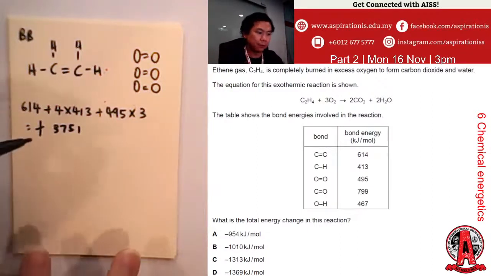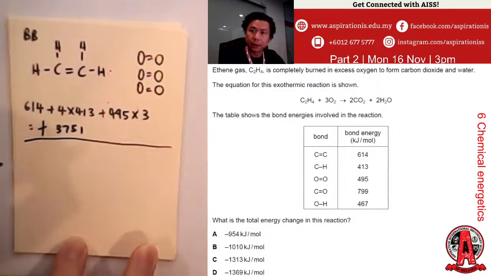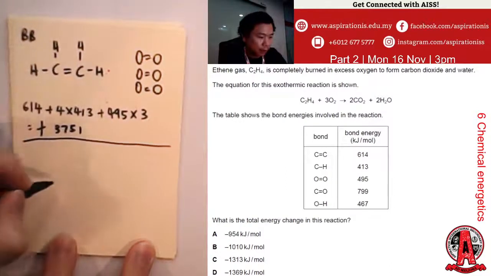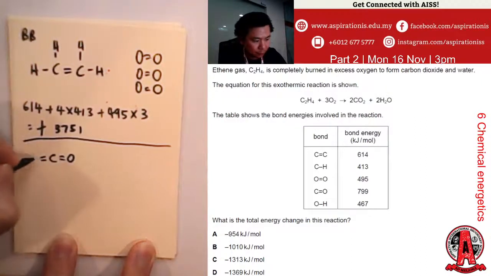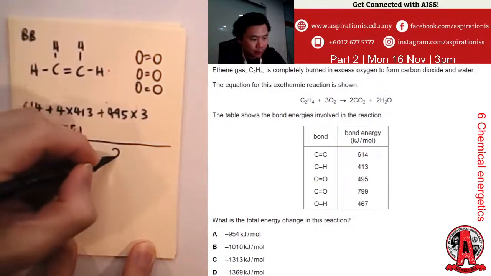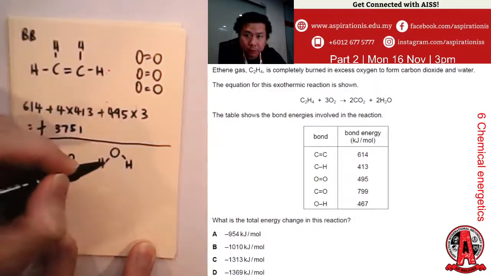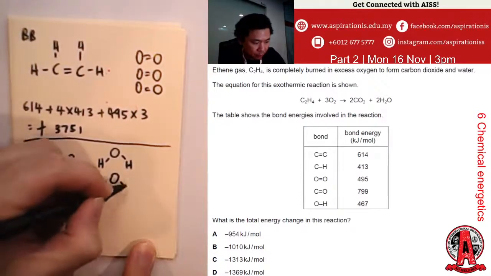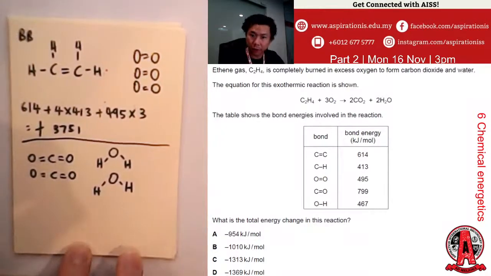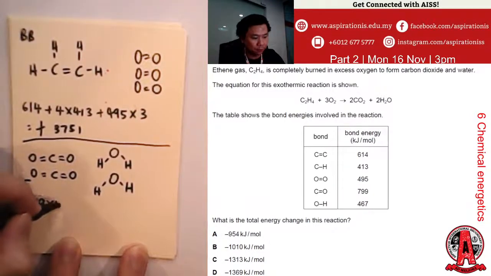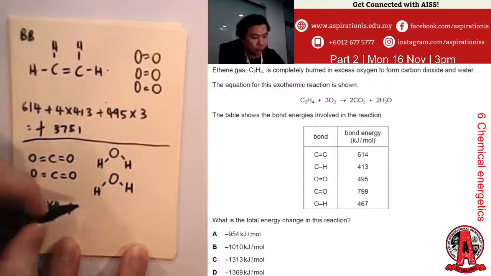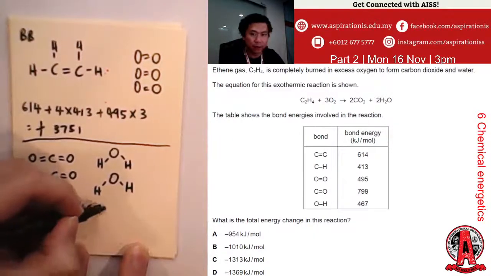Now let's look at the bond forming. When we look at the bond forming, we have carbon dioxide, we've got 2 carbon dioxides, and water, 2 moles of water. So now that is what they look like. That should aid you in your calculations. So you have 799, so this is your bond forming. It's 799 times 4, and for the O-H, you've got 467 times 4.